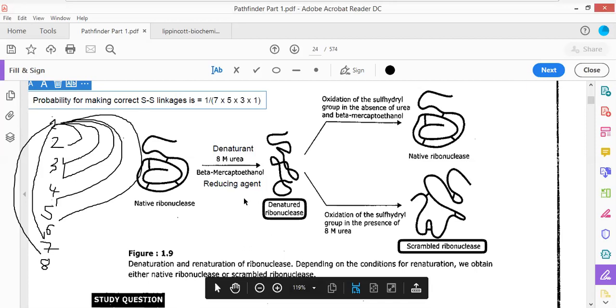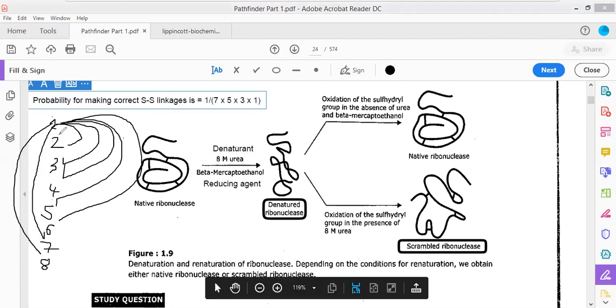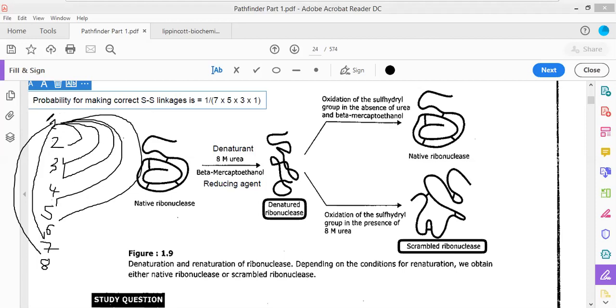Now, you must understand, when the reducing agent is removed, disulfide bonds are going to be produced. But why will these disulfide bonds be produced correctly? There is a probability that we have to calculate. And how are we calculating this probability? Supposedly, first and eighth have formed a bond and this is the correct formation of bond. Then what is the probability out of 7? How many correct bonds were there? There was only 1. So the probability is 1 upon 7.